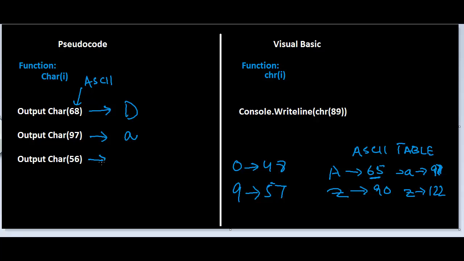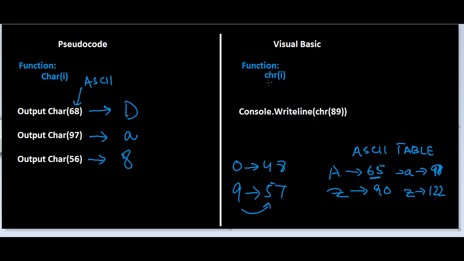In this case we are looking for the character corresponding to ASCII code 56. Now remember, the character code for 9 is 57, so 56 would be 8. So in this case 8 is going to be output on the screen. Let's take a look at the same function in Visual Basic.